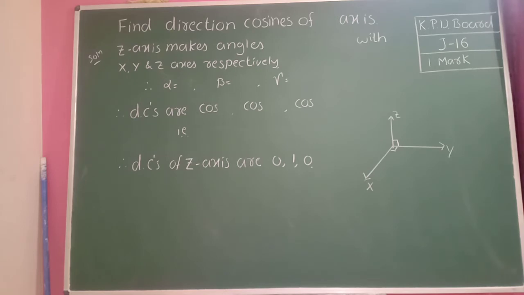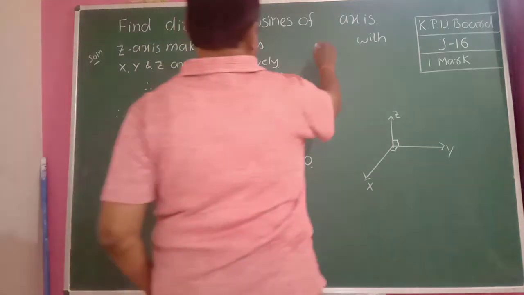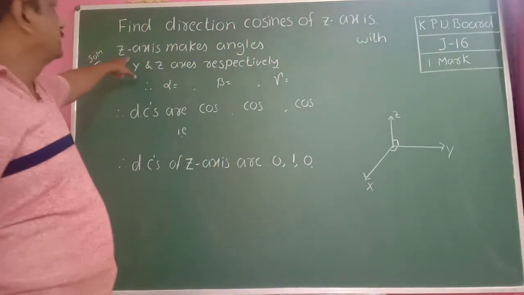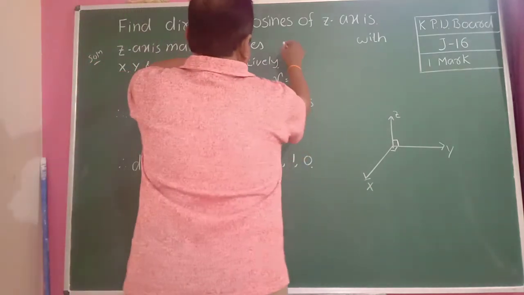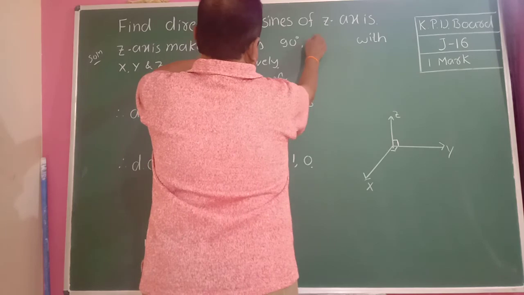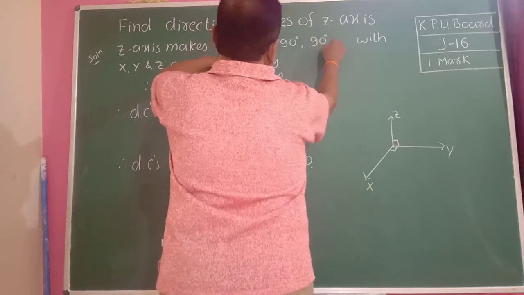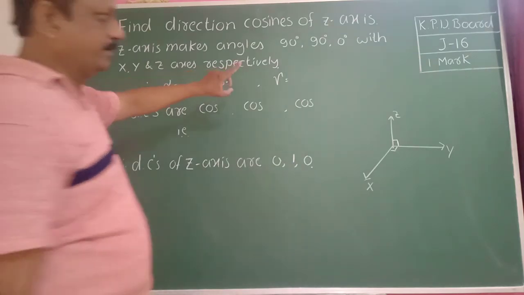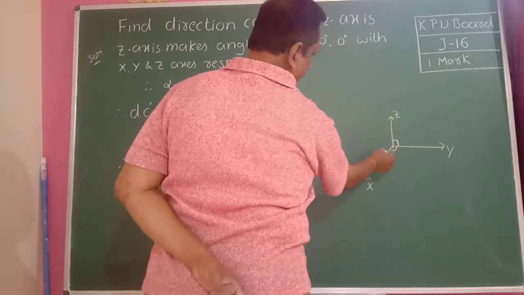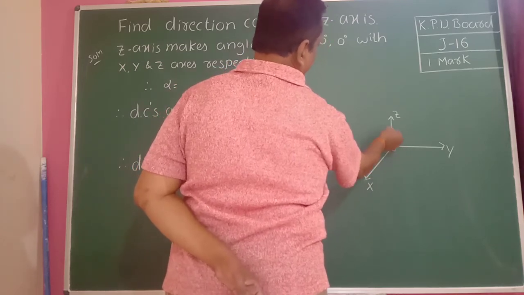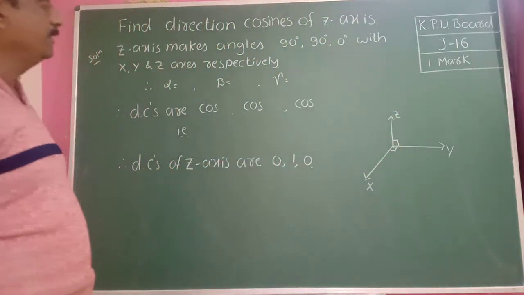Okay, next question now. Find the direction cosines of z axis. Therefore z axis makes angles 90 degree, 90 degree, 0 degree with x, y, z axis respectively. Angle between z and x is 90 degree. Angle between z and y is 90 degree. Angle between z and itself, z only, 0 degree.